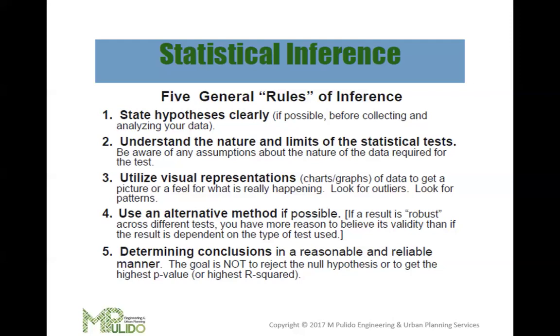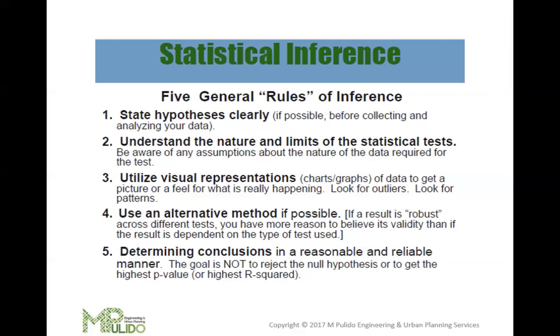Then third is utilize visual representations. So I've discussed all those charts, graphs, and other visual tools to explore and understand the data. It can help identify patterns, trends, and outliers that might not be apparent from raw data alone. So, a scatter plot, for example, is used to visualize the relationship between two continuous variables, while a box plot is used to display the distribution of the data set and identify outliers.